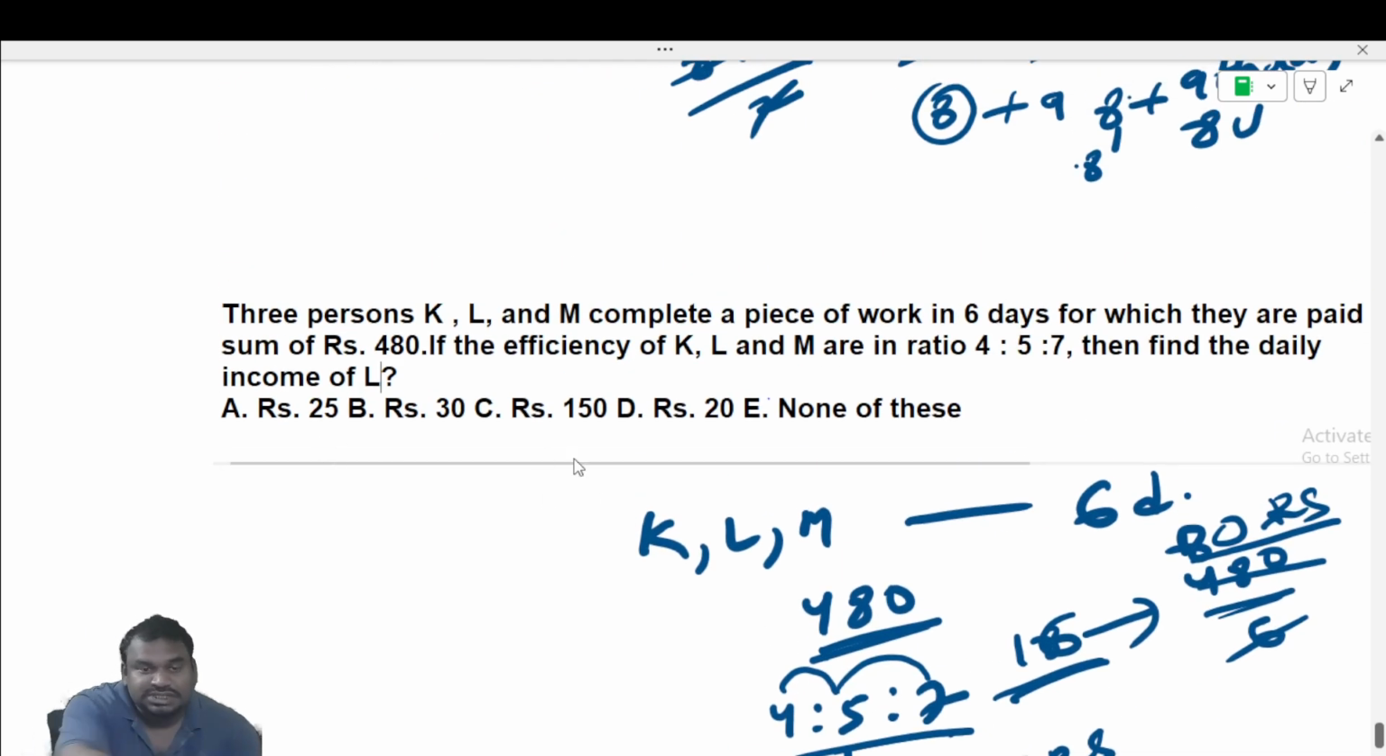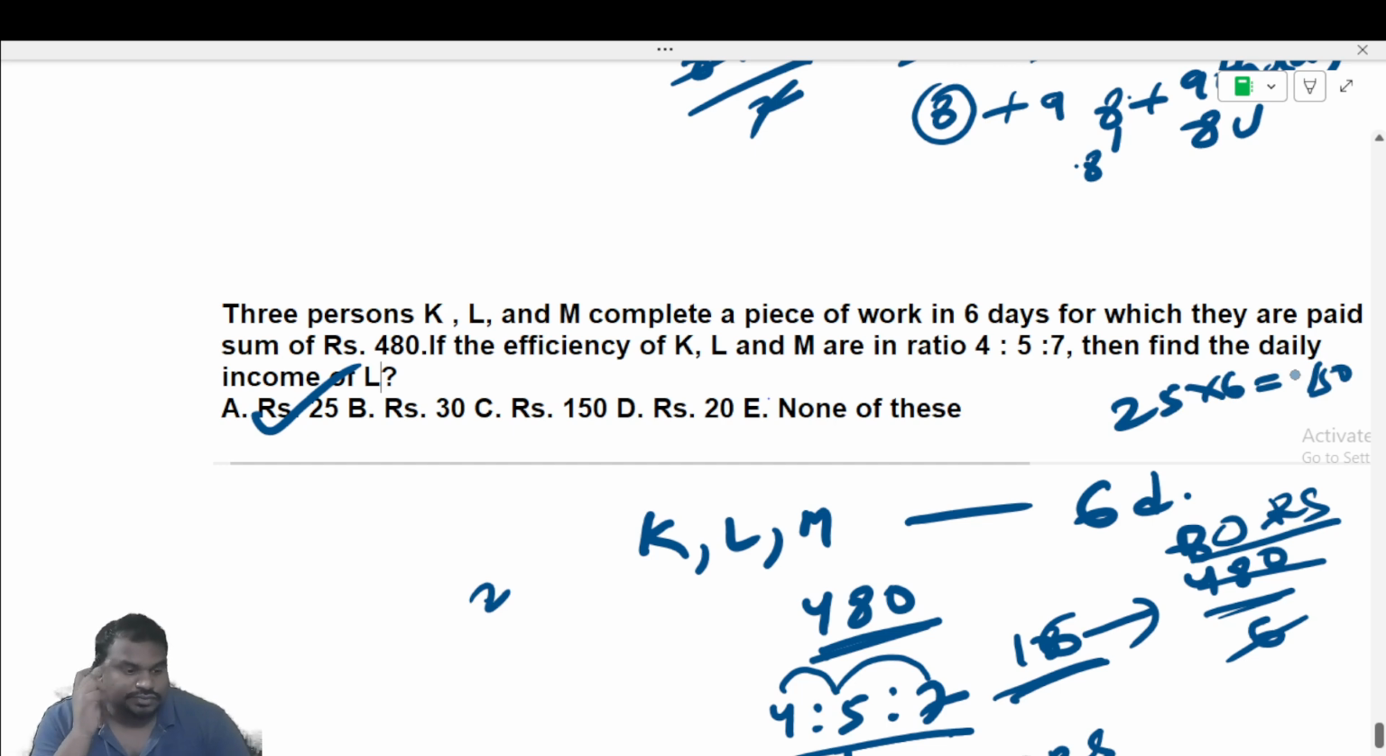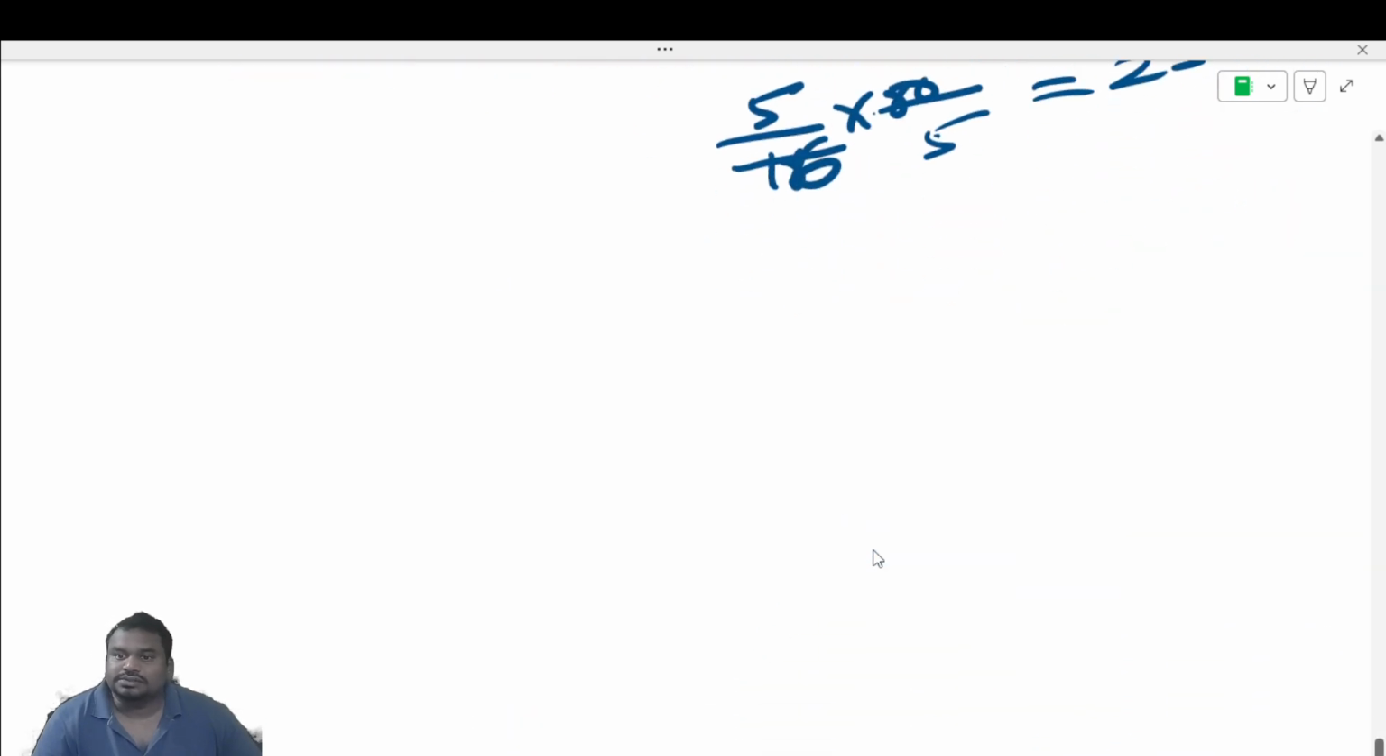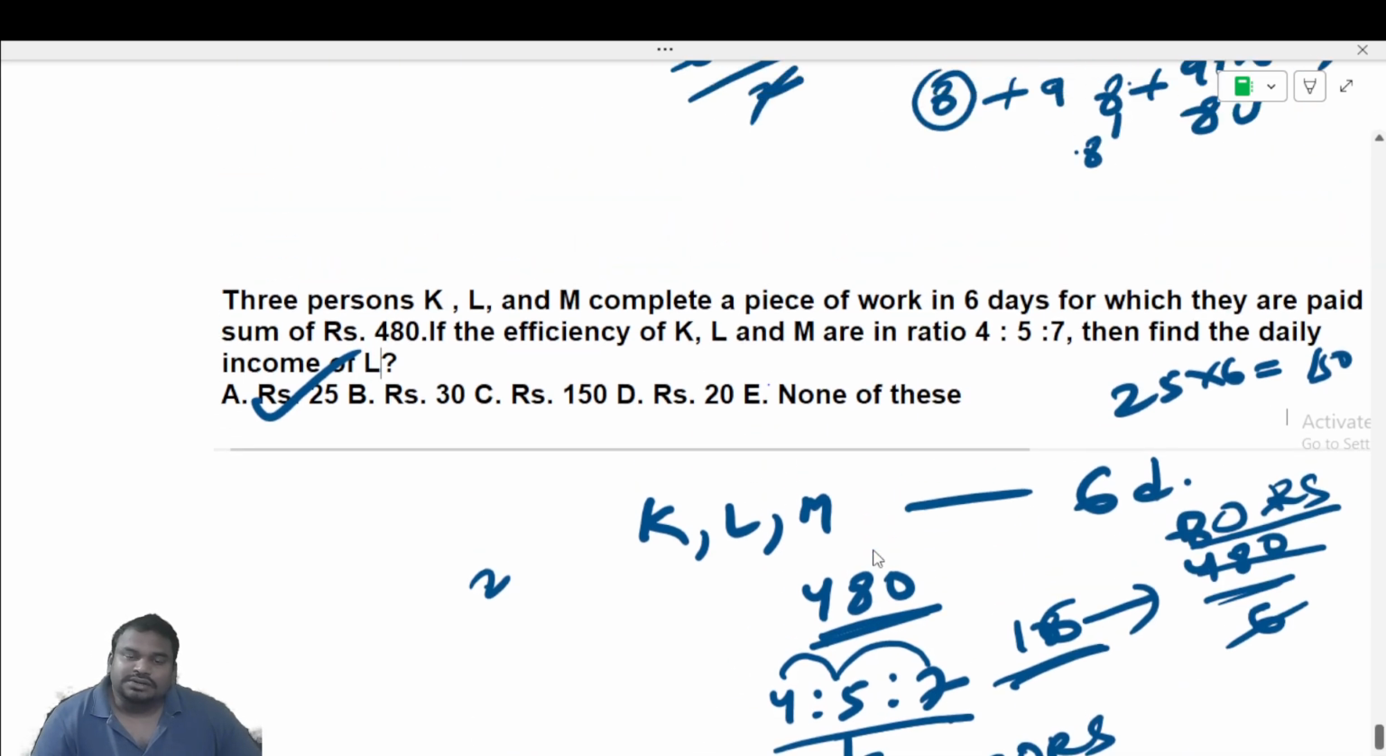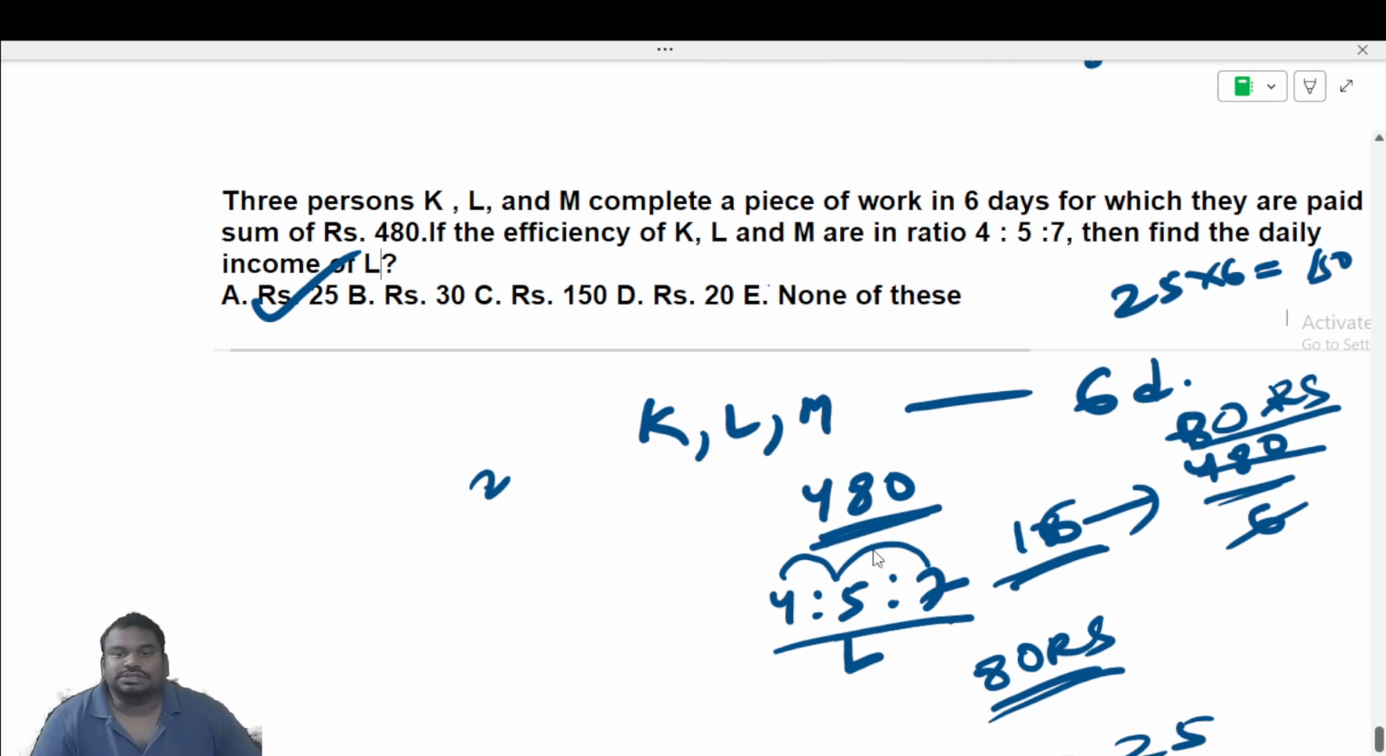If it is asked for 6 days, then it would be 25 into 6, so 150. So 150 is the total amount he gets for 6 days out of 480. That's how you will do the questions. See, these are less only. I'll solve many questions from time and work so that you will get a lot of idea on this, and so that you won't miss any kind of model or technique.